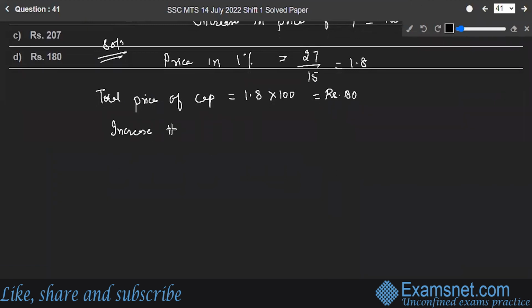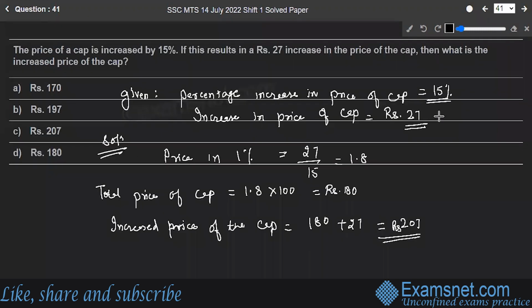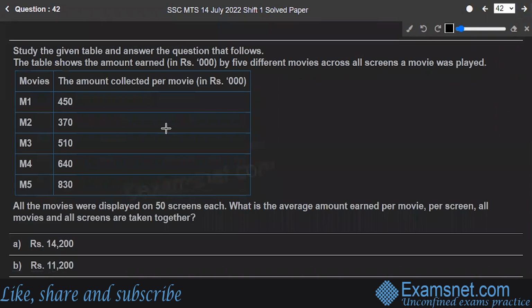Also, the increased price of the cap. This is equal to, see, initially the cost price was 180 and the increased price was 27. So the total is equal to rupees 207. So this is the increased price of the cap, that is rupees 207. Option C is the correct answer to the question. Hope you are clear. Next is question number 42.